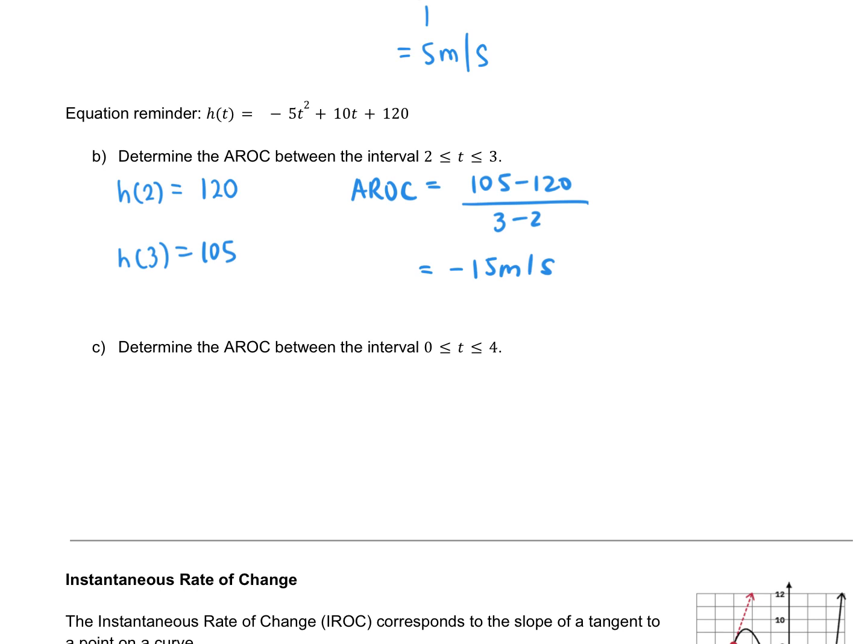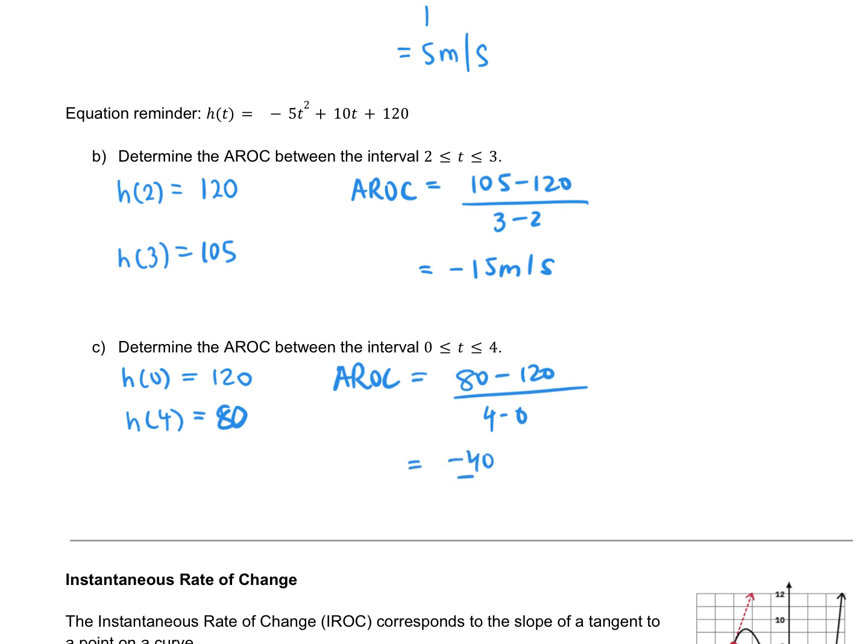And finally, the average rate of change between 0 and 4 seconds. H at 0 is that y-intercept of 120. H at 4, so negative 5 times 4 squared plus 10 times 4 plus 120, and that gives you 80. And now our average rate of change is 80 minus 120 over 4 minus 0. That's negative 40 over 4, which is negative 10 meters per second.